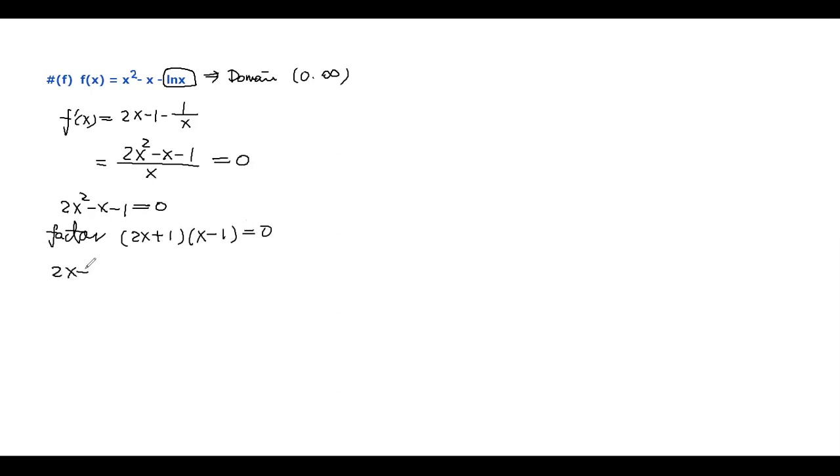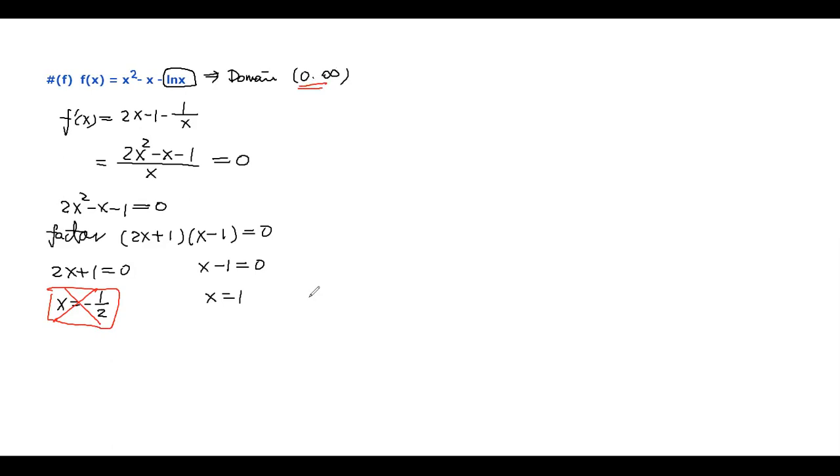That means 2x + 1 has to be equal to 0, or x - 1 has to be equal to 0. So this one will be x equal to -1/2, and this one is x equal to 1. As you see, x here cannot be equal to -1/2, right? Because it's outside my domain here. That's what I want you to be careful about.